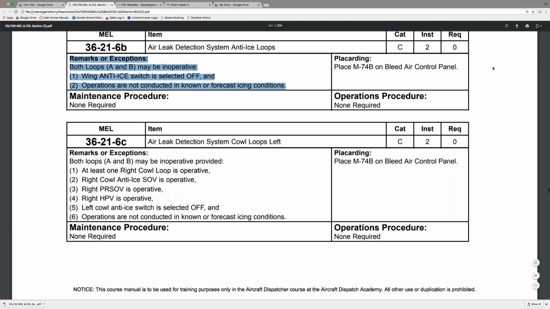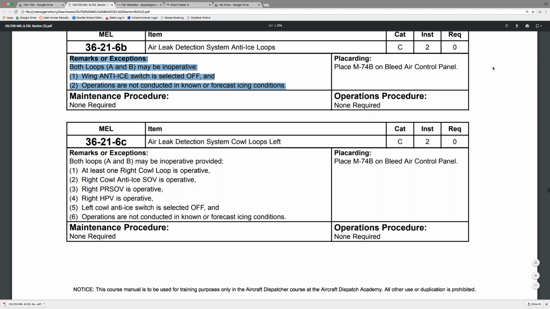So I'll study these pages a lot more because I need to. Yeah, and the ones that we're really wanting you to understand, just go through this list, and we want you to understand the bleed air system, which is pneumatics.